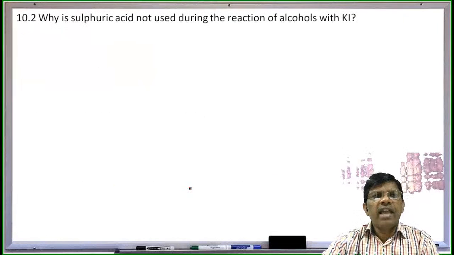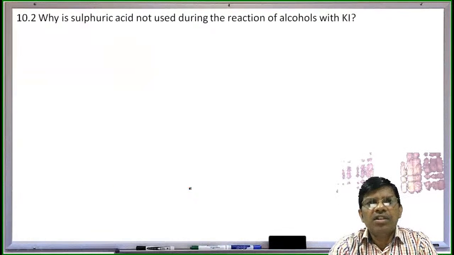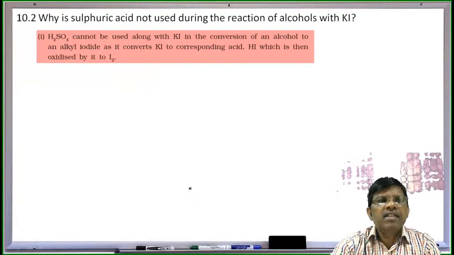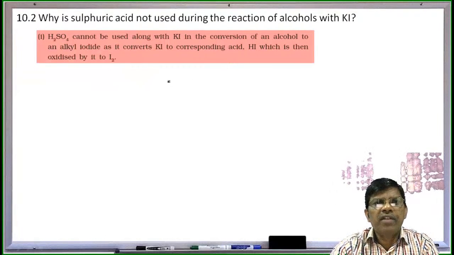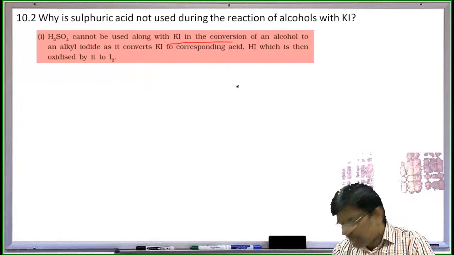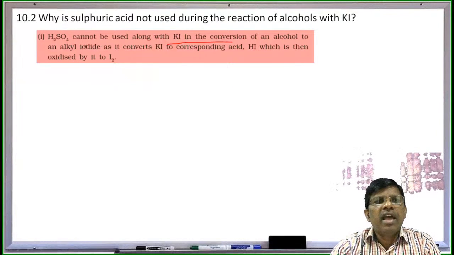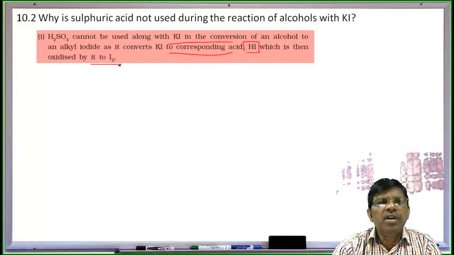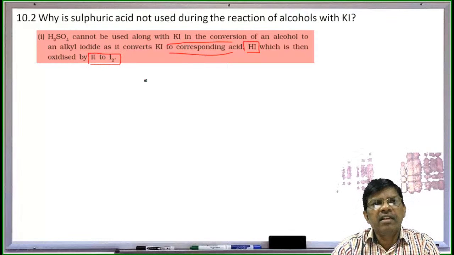Next, why is sulfuric acid not used during the reaction of alcohols with potassium iodide? Just what I said, sulfuric acid cannot be used along with potassium iodide in the conversion of an alcohol to an alkyl iodide, as it converts potassium iodide to the corresponding acid. Yes, students. This HI, hydroiodic acid, is then oxidized to iodine, where this iodine gives back the reaction, the back reaction.